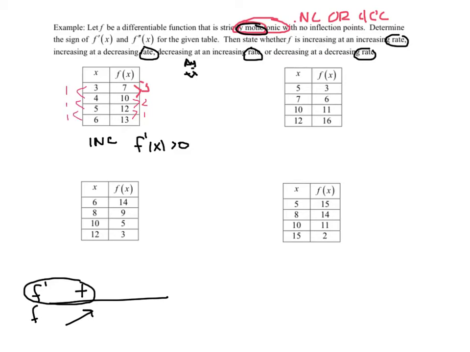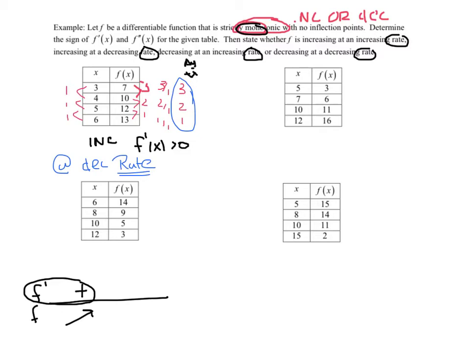Now I can calculate the slope of each one. I've got 3 over 1, 2 over 1, and 1 over 1. My slopes went from 3 to 2 to 1. So I know that my function is increasing, but my rate, or my slopes, are decreasing. So my function is increasing at a decreasing rate. Remember, rate means look at slopes. Let's try the next table.